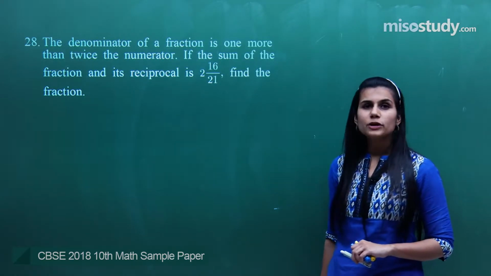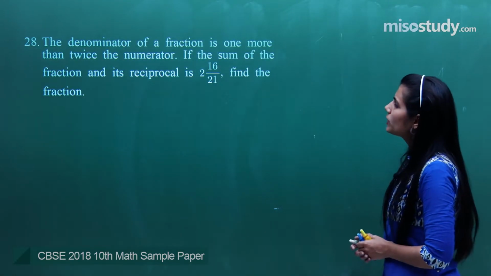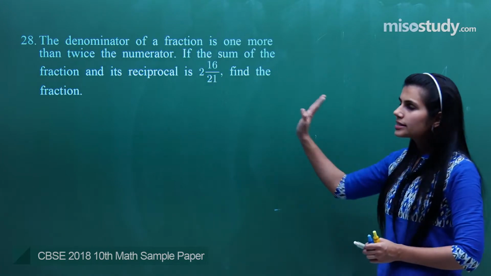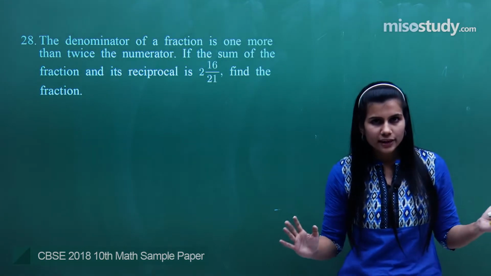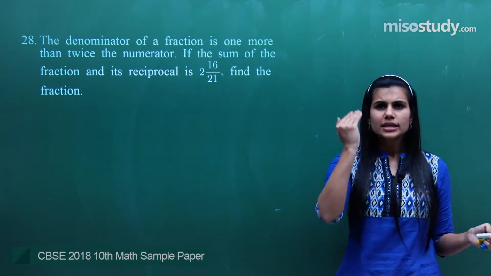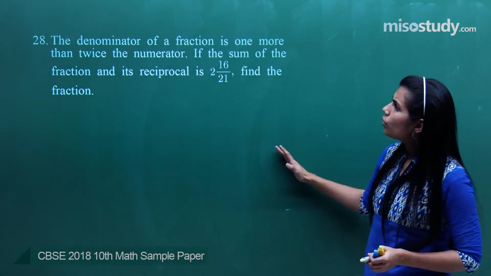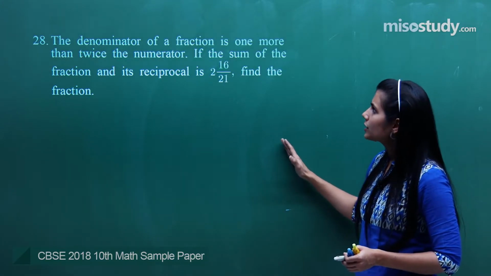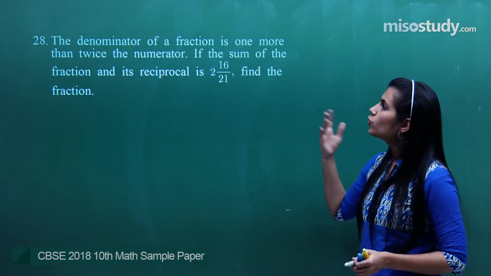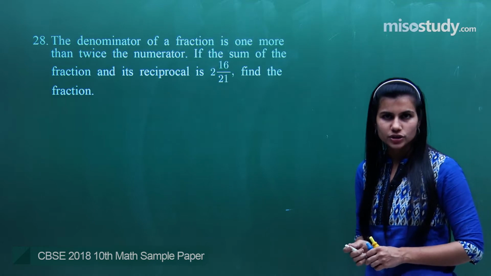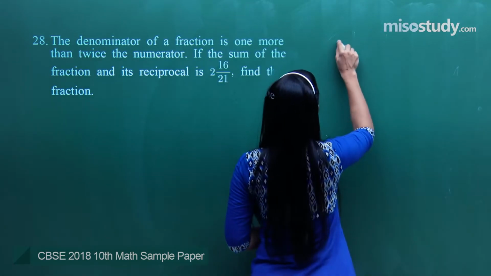This is question number 28. Question number 28 is saying there is a certain fraction, I don't know what that fraction is. What are fractions? Some real number upon some other real number. So, the denominator of a fraction is 1 more than twice the numerator of that fraction. So, let's interpret this much situation.